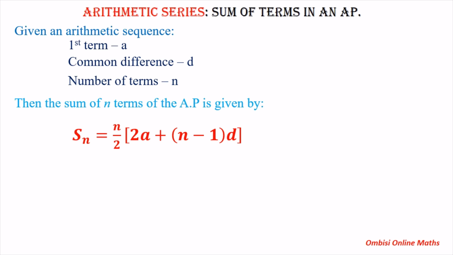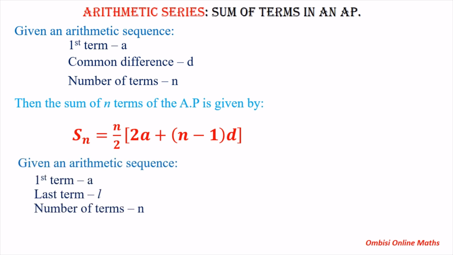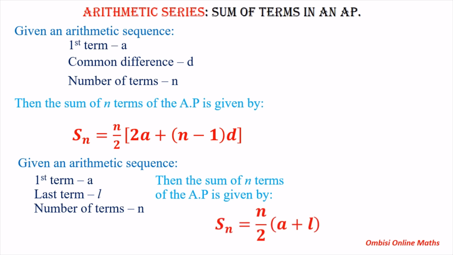Sometimes you can be given an arithmetic sequence whereby you have been told the first term is a, the last term is l, and the number of terms is n. So when you're given the first term and the last term, the sum of n terms of that arithmetic progression is given by S_n = n/2 (a + l), where a is the first term, l is the last term, and n is the number of terms. So n can be 20 if you are told 20 terms, 15 if you are told 15 terms, 10 if you are told 10 terms, 7 if you are told 7 terms.